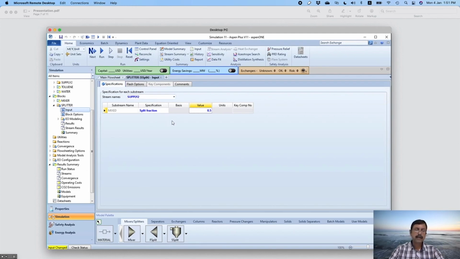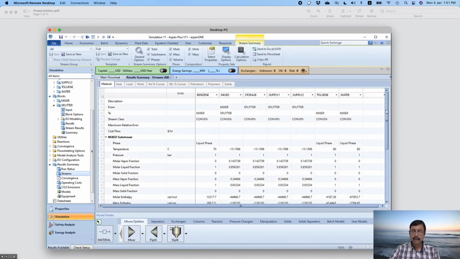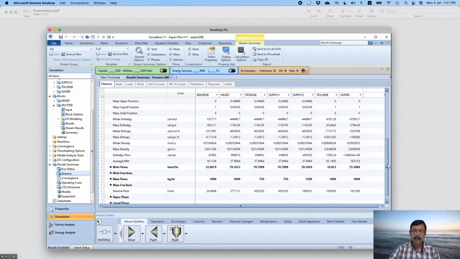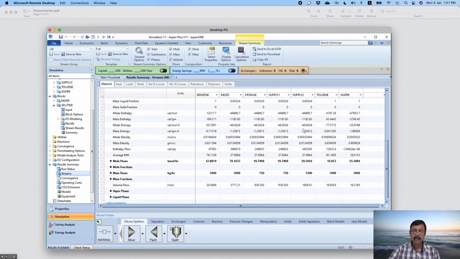So the moment I run, the streams will be here. You can see supply 2 will get 50% of the total. Here you can see 50% of 3000 is 1500, and 25% of 3000 is 750. They are going to supply line 1. Now if you see the mass fraction, they are also the same.